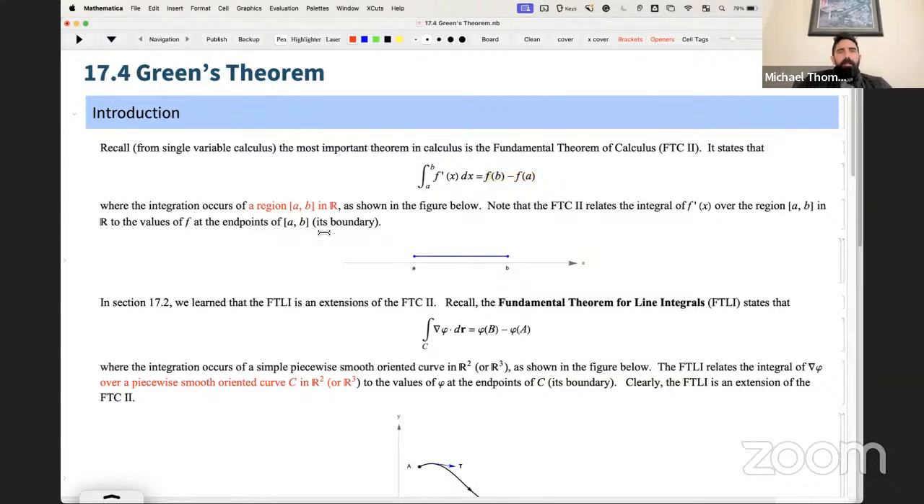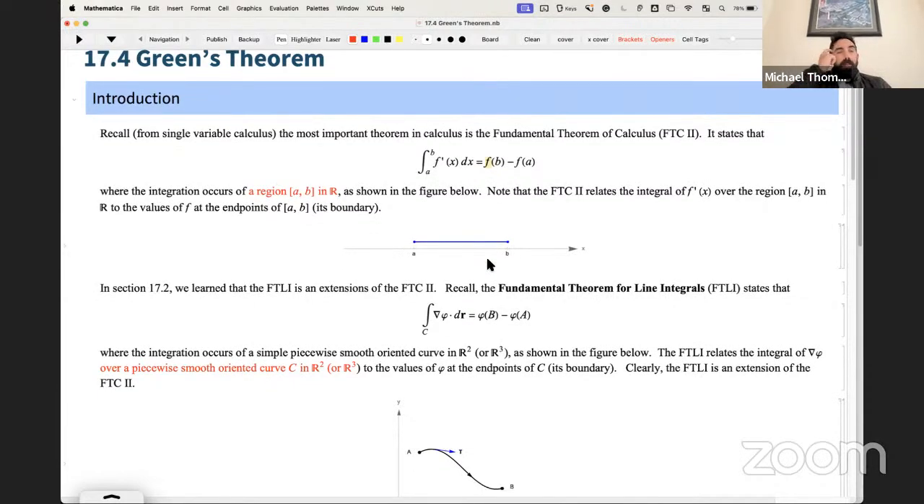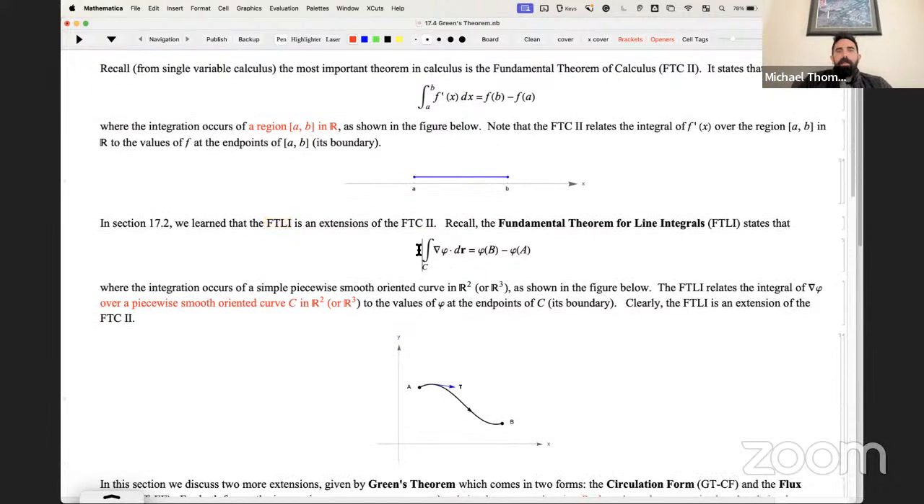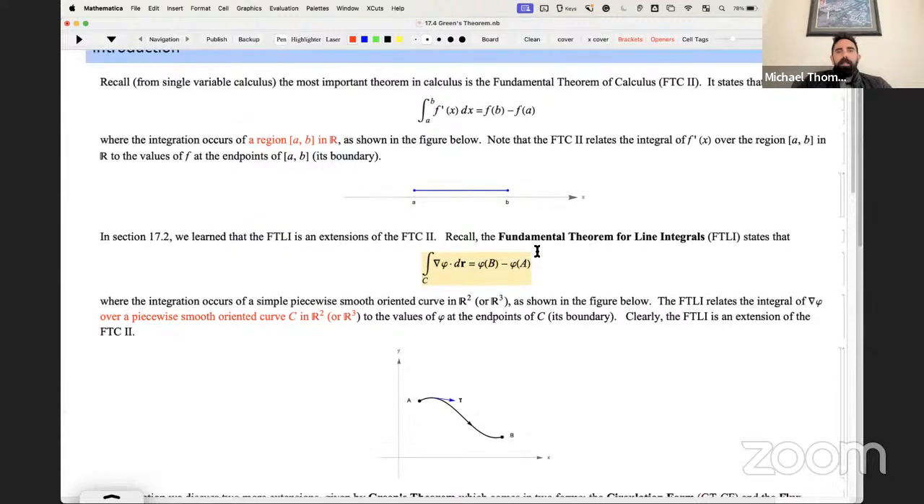All right. Okay, so what are the endpoints? Well, the endpoints are basically the boundary of this interval. That would be the a and the b. So they're on the boundary, the ends. Okay, so the first extension that we looked at, we actually saw in section 17.2, the fundamental theorem for line integrals. And that was our first experience with an extension of the FTC2. This is what the fundamental theorem of line integrals says.